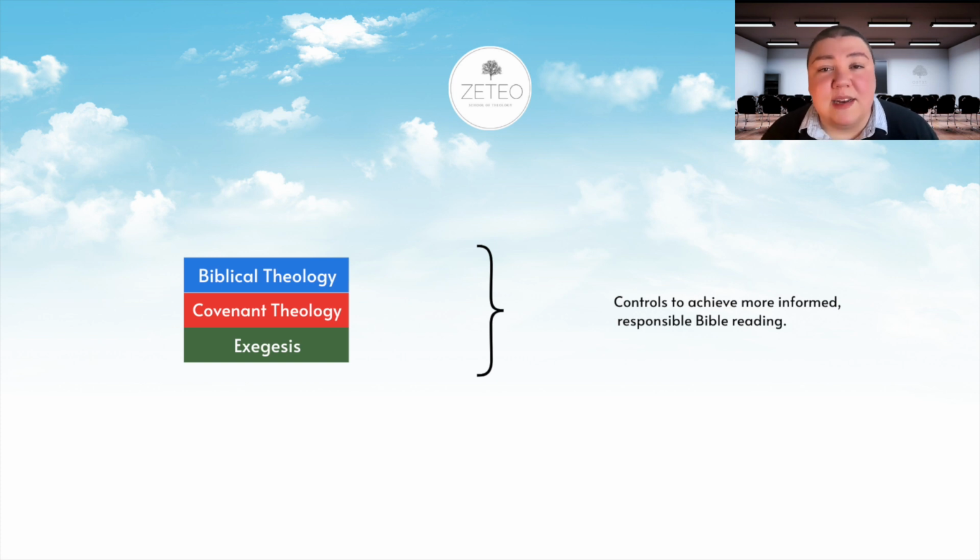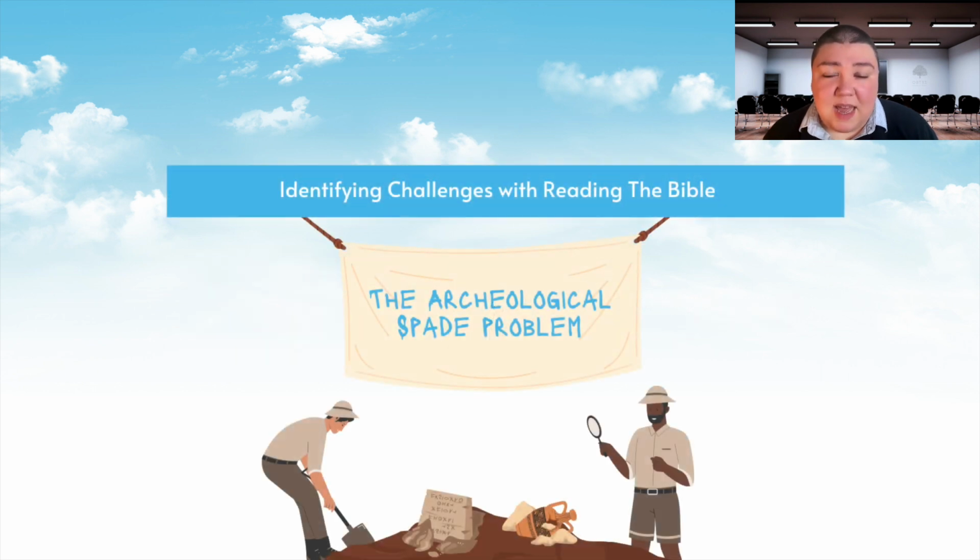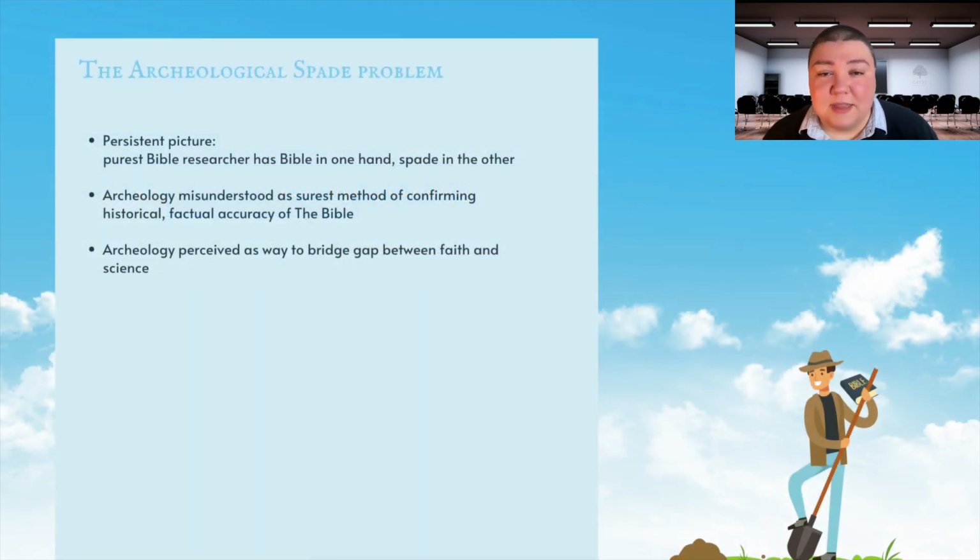So, earlier we identified one challenge when reading the Bible, the scholar versus layperson problem. And we're going to now identify a few more so that we understand what it is that we're dealing with. A second challenge is something we call the archaeological spade problem. There exists a persistent picture that the purest Bible research is someone who marches boldly forward with the Bible in one hand and a spade in the other.